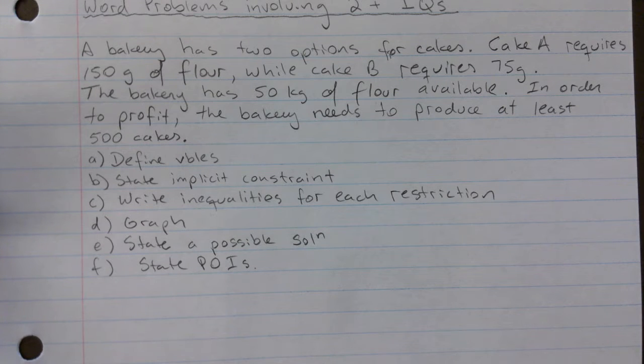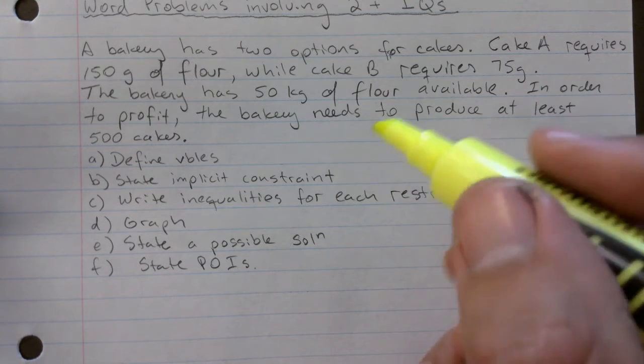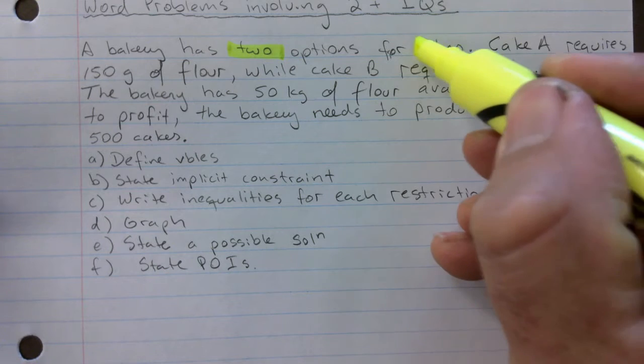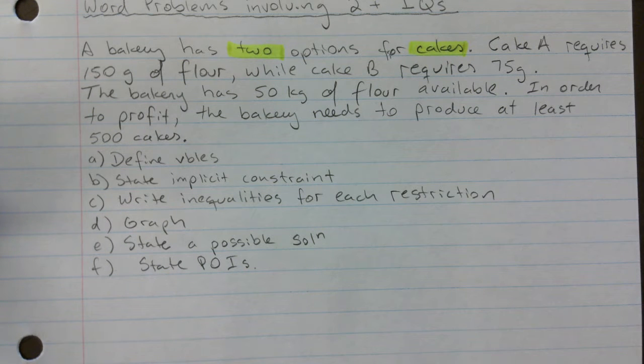So here, if you read it, there's 2 cakes, right? That's probably important. And as you keep reading, it's cake A and cake B, right? So when we want to define our variables, we're just going to let X be the number of cakes A. Y is going to be the number of cakes B. That's it.